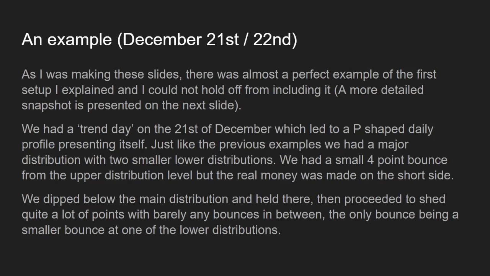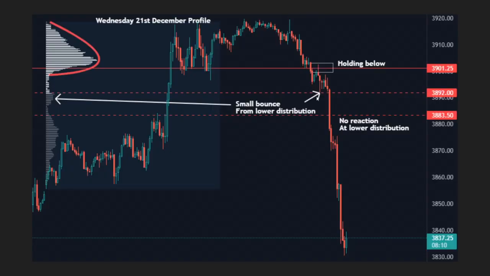Just like the previous examples that I've given in this presentation, we had quite a major distribution, and quite a few smaller distributions at the bottom. We also had a small 4-point bounce from the upper distribution level, so we would essentially get stopped out, but the real money was made on the short side of the trade. So we dipped below the main distribution, held there, then proceeded to shed quite a lot of points with barely any bounces or relief rallies in between, the only bounce being a smaller bounce at one of the lower distributions. So here is the trade example.